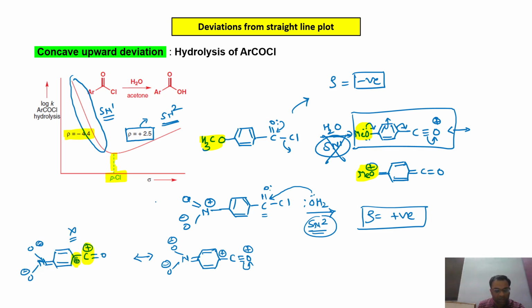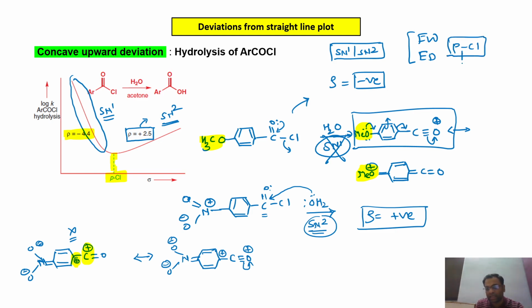The effect of this para group is neither strongly electron withdrawing nor strongly electron donating, and therefore it is following the SN1 as well as the SN2 mechanism, and therefore when para-chlorine is present, the reaction is neither accelerated nor retarded, and the rate of hydrolysis of the acid chloride when the para-chlorine group is present is very slow.